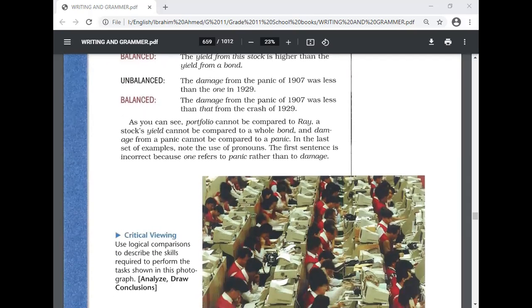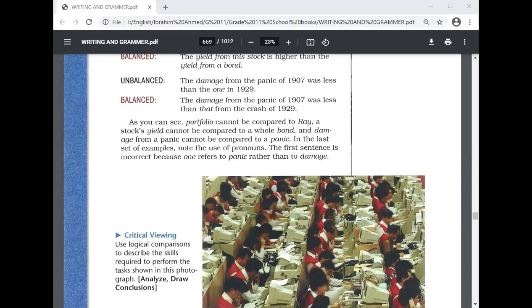A third example: the damage from the panic of 1907 was less than the one in 1929. If I compare the damage to the panic, this is not correct. The damage from the panic of 1907 was less than that from the crash of 1929.